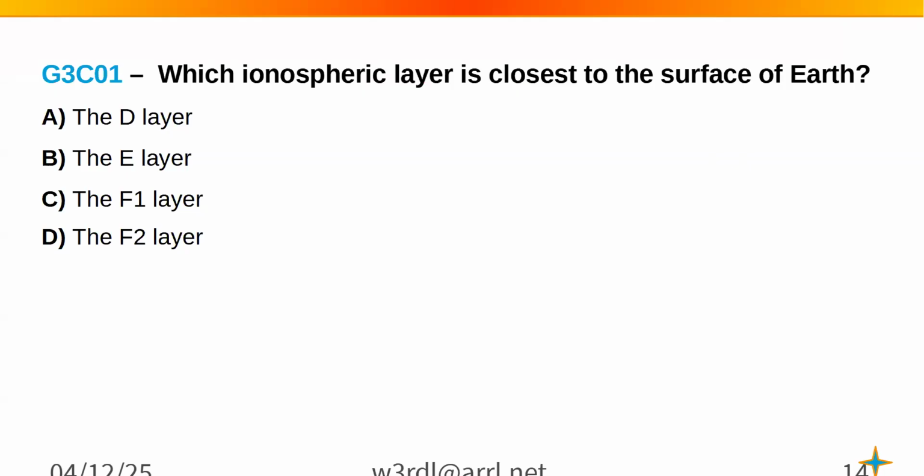So which ionospheric layer is closest to the surface of the Earth? D.